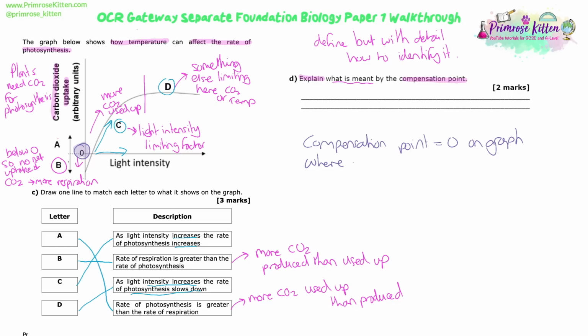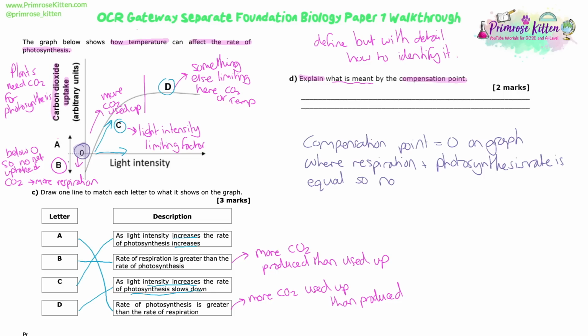The compensation point is the point at which the rate of respiration and the rate of photosynthesis are equal. So that means we don't have any output of carbon dioxide either way. So we don't have more uptake of carbon dioxide and we don't have more output of carbon dioxide. It's 0 because it's balanced. It's effectively neutral, 0. So that's how you can identify it.